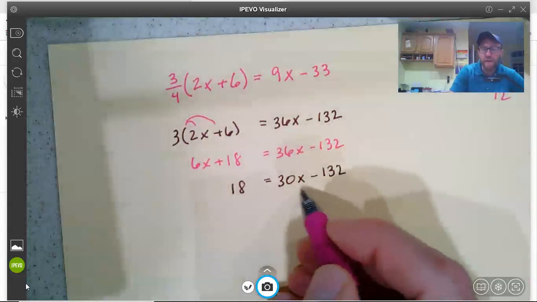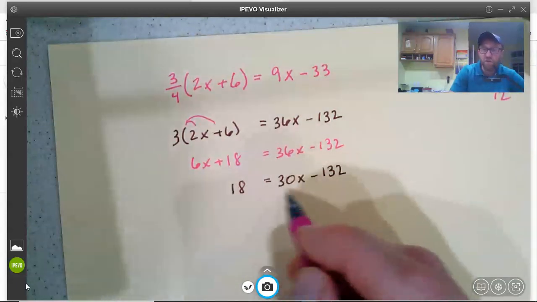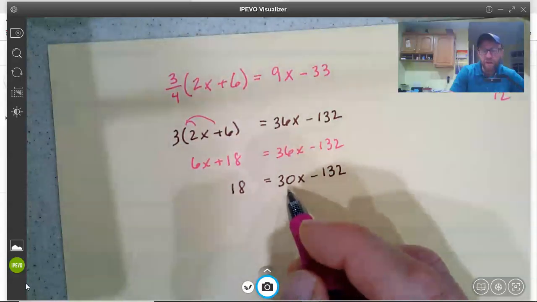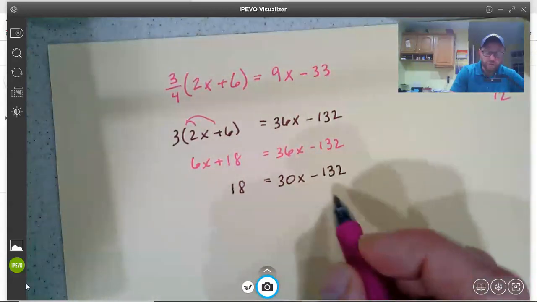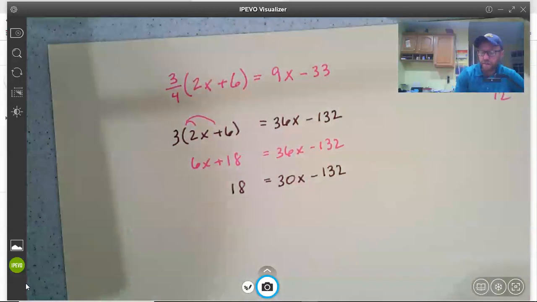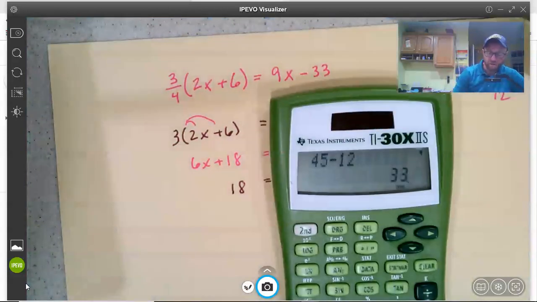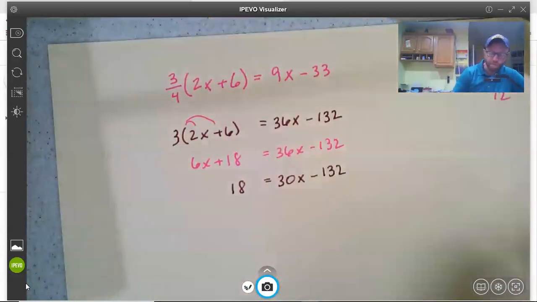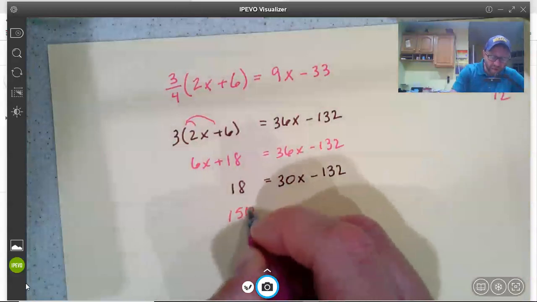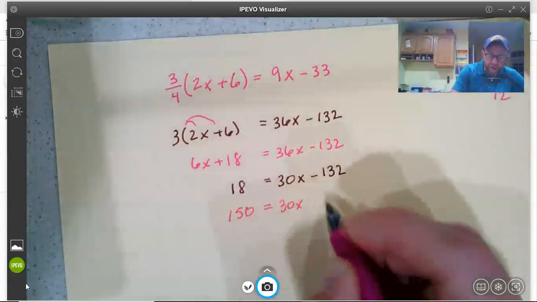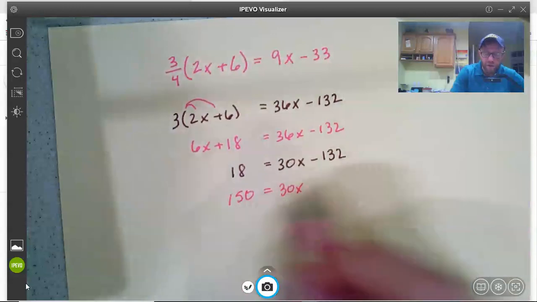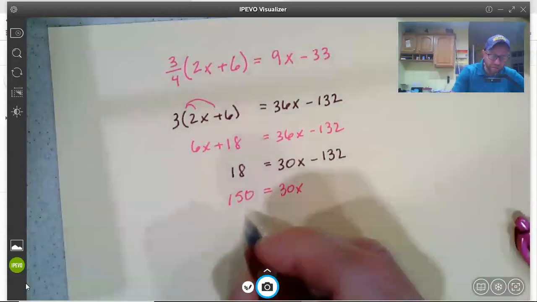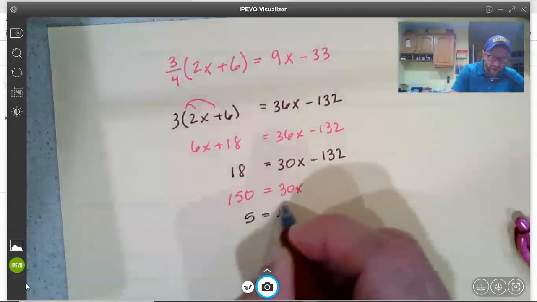Now I want to get the x by itself, which means I need to get the x term by itself. I'm getting closer because I only have one x term, but I still have this negative 132 hanging out here, so I need to get rid of that. So I'm going to add 132 to each side. And so over here, 18 plus 132 gives me 150. I still have my 30x over here, and of course, when I add 132, it cancels out the negative 132. And finally, we just have to divide by 30 on both sides, and we get 5 equals x.